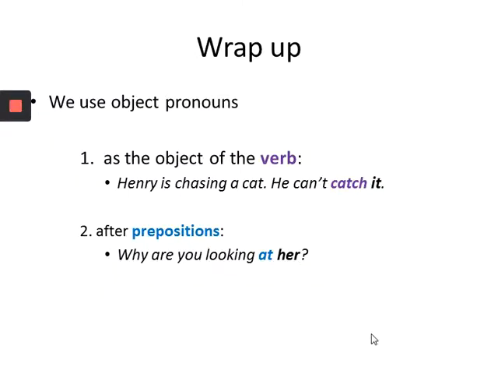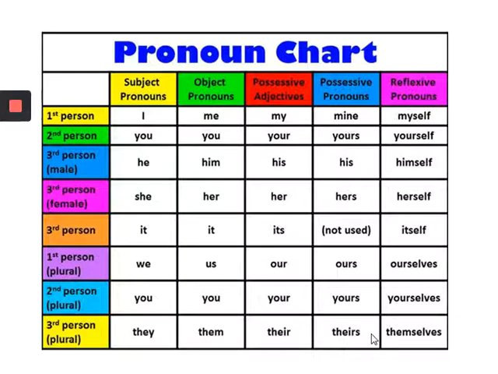Wrap up. Okay, we use object pronouns in two ways. Number one, as the object of a verb. Henry is chasing a cat. He can't catch it. And number two, after prepositions. Why are you looking at her? Again, here is the same pronoun chart with all five types of pronouns and their first, second, and third person in their singular and plural forms. I'd like you to pause the video and study all of this carefully.